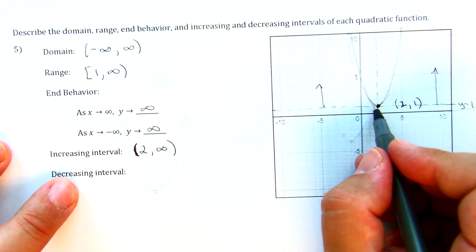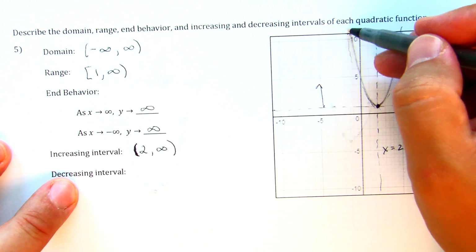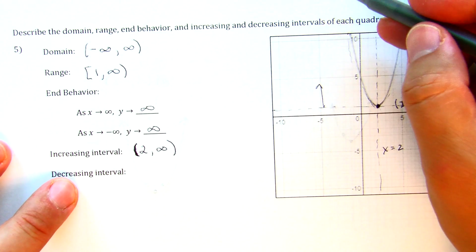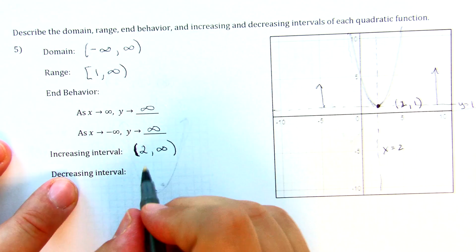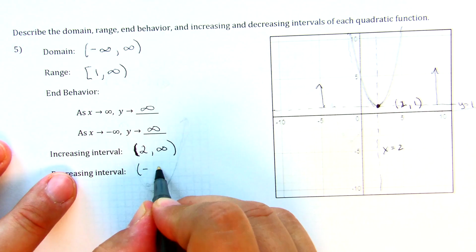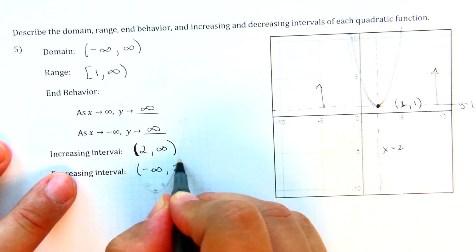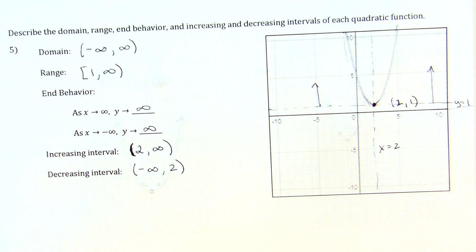The decreasing interval, that's our down, down, down part. The down part starts way out here at negative infinity and keeps going down, all the way to 2, till x equals 2. So we're going to say negative infinity to 2. Alright, so that's our domain, range, end behavior, increasing interval, and decreasing interval. Let's look at another example.